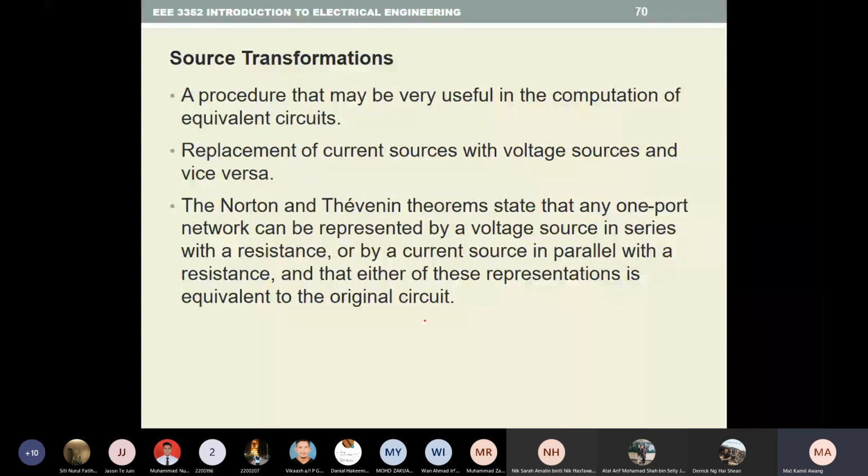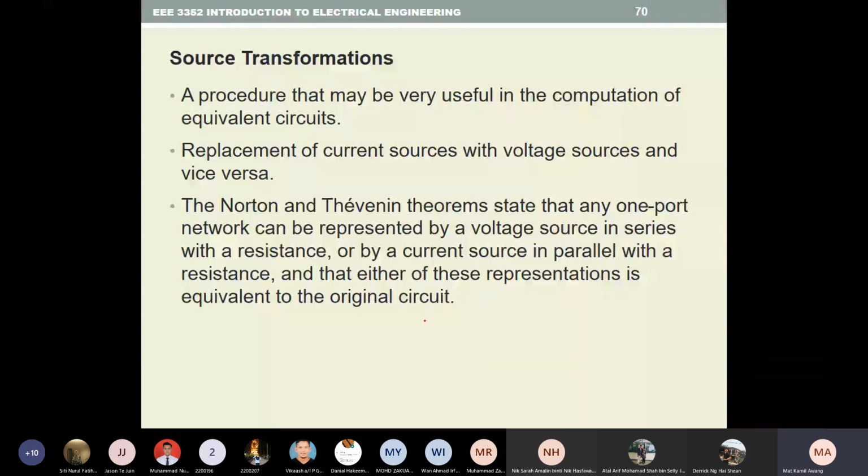12:34. Okay, so source transformation. So now you can see the Norton theorem and the Thevenin theorem just now. We can represent the circuit using Norton or Thevenin. If it's Thevenin, it is a voltage source, and Norton is a current source. Whereas the resistances, the R Thevenin and R Norton, are the same.